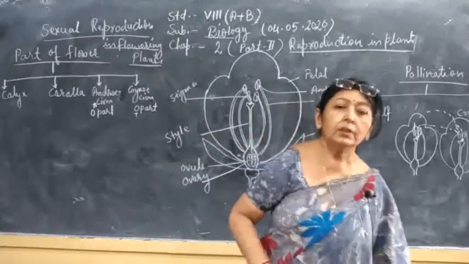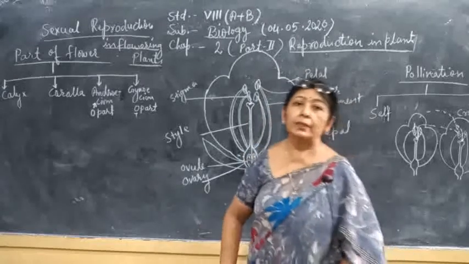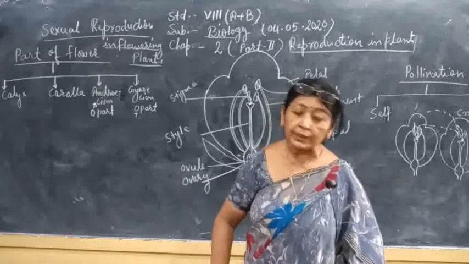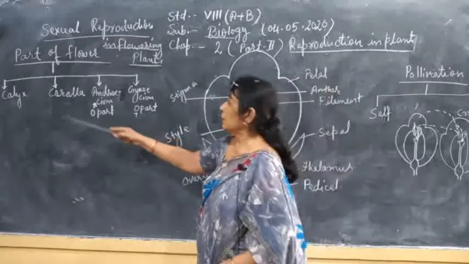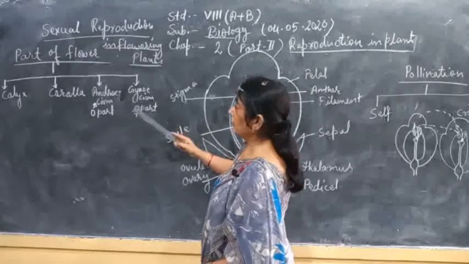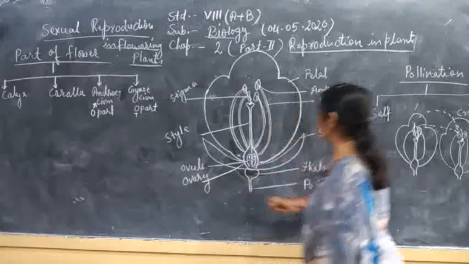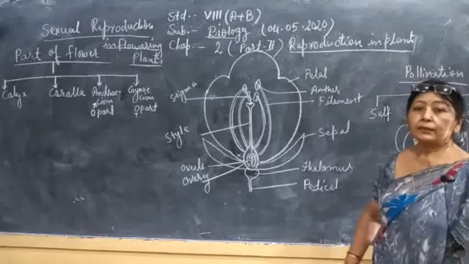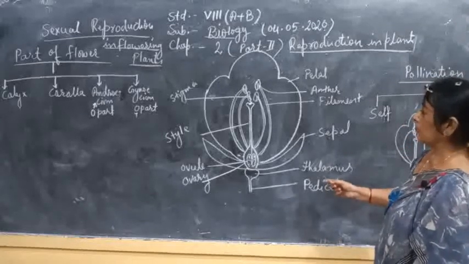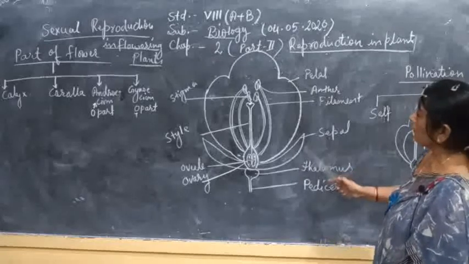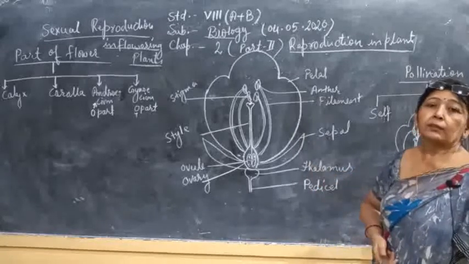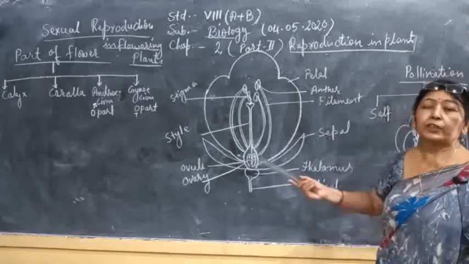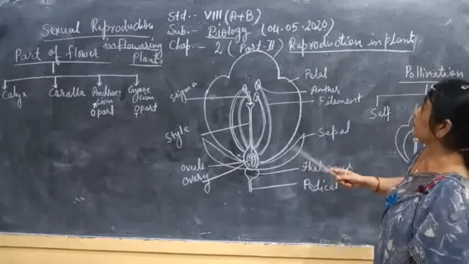Flower is the most beautiful and attractive part of the plant. It bears four parts: calyx, corolla, androecium, and gynoecium. Calyx is the first whorl of the flower. Calyx consists of leaf-like structures called sepals. Calyx gives protection to the bud.